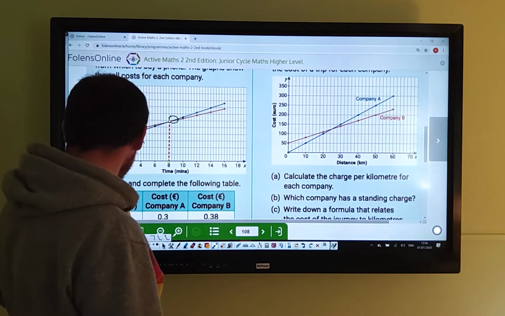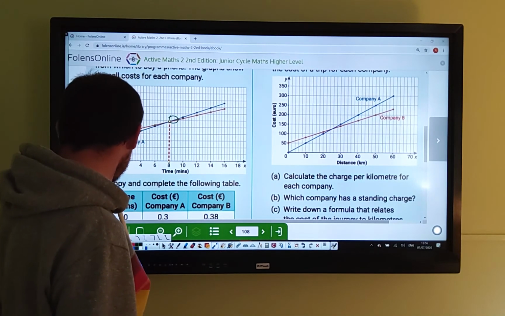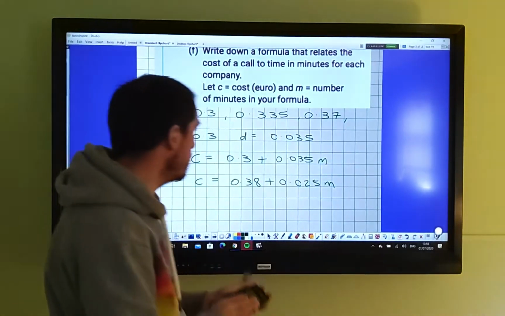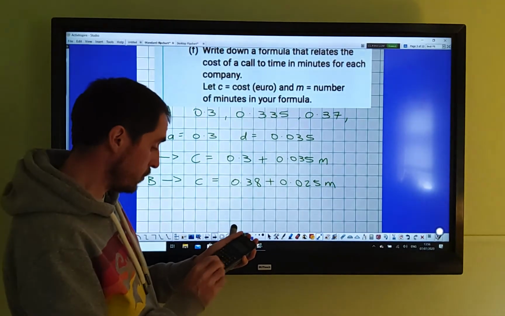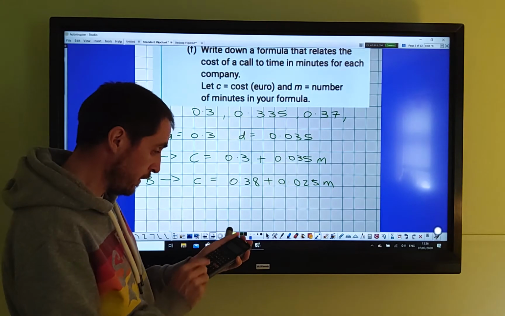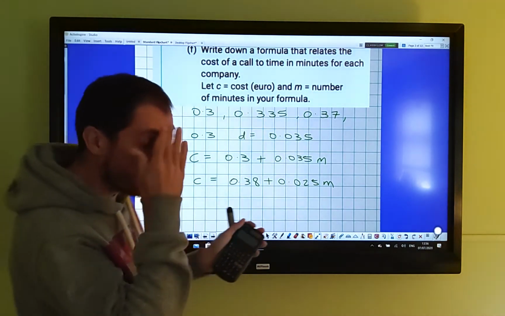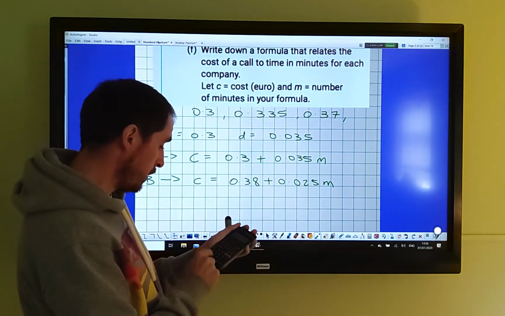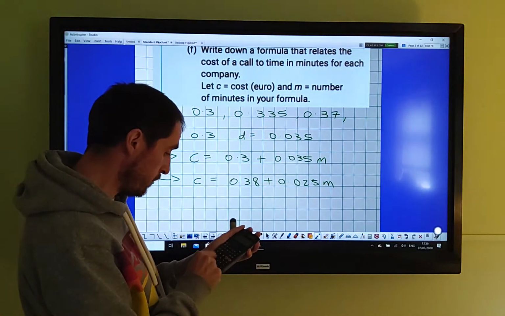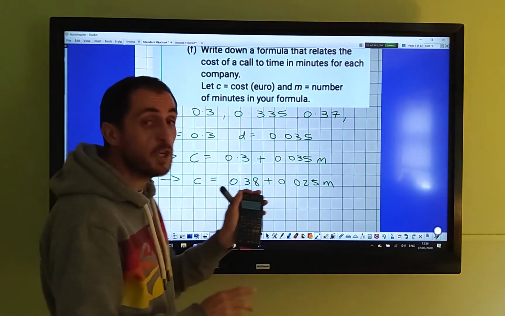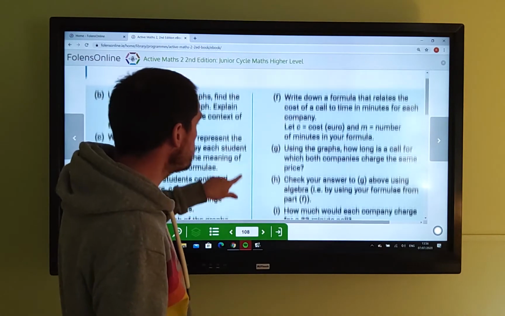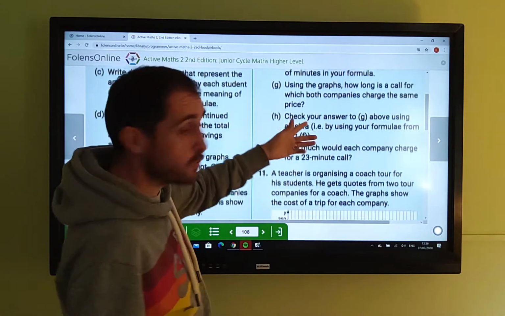Now, if you were to look at that and do it mathematically, if I got a calculator and did 0.3 plus 8 times 0.035, it would cost 0.58 or 58 cents. 0.38 plus 8 times 0.025 gets me 0.58 as well. So that just shows algebraically it's correct. Check your answers using algebra, so that's what I've done there.